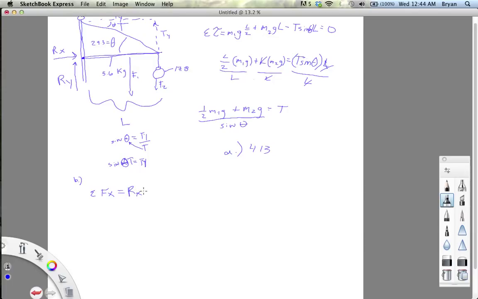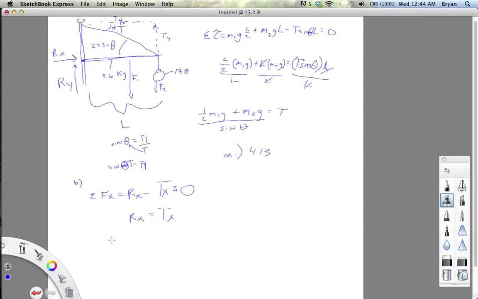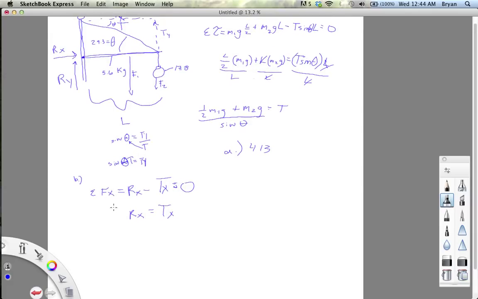So R of x minus, remember, what's opposing R of x? T of x, right up here. So you can't see that. T of x. And it's equal to 0 because they ain't going anywhere. They're standing still, right? So R of x equals T of x. Simple. And all you got to do to solve for T of x is pretty easy. Because you've got this theta right here, you know T, you just do some trig. Where's T of x at? Sorry. So, yeah, you use the cosine.